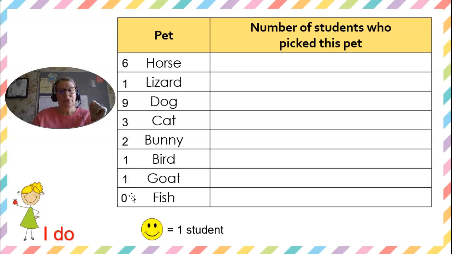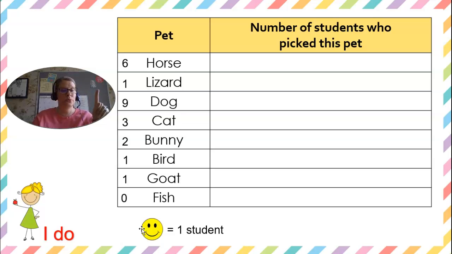But what you want to do for a pictograph is you take a picture and it represents a number. Okay, so here we have a picture of a smiley face. And a smiley face on this pictograph equals one student. So one student chose this pet if you see one smiley face.